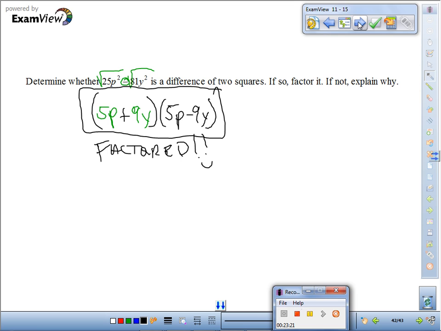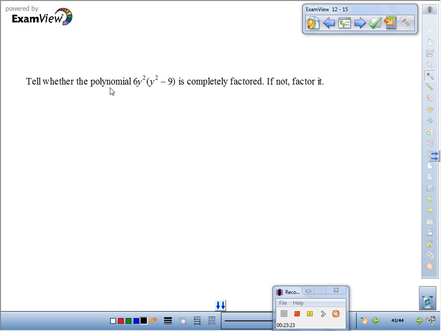Number 12, copy this one. Tell whether the polynomial 6y squared times y squared minus 9 is completely factored. For this one, if you don't write the whole thing, just write completely factored with a question mark, and then write this expression, 6y squared times y squared minus 9. Okay, I'll give you a little bit of time to look at it, see if it's completely factored. Go.